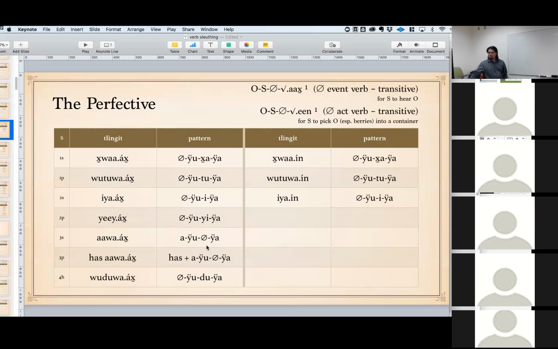Anybody not go yet? Or haven't gone in a while? Ye in. Gonna cheesh. Whoops, wrong way. Ye in. He or she picked berries. Somebody online want to get that one? Awa in. Yanaka. Awa in. They picked berries. Plus awa in. Has awa in. Berries were picked.